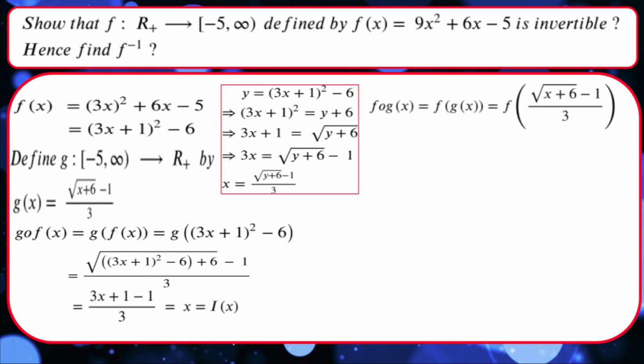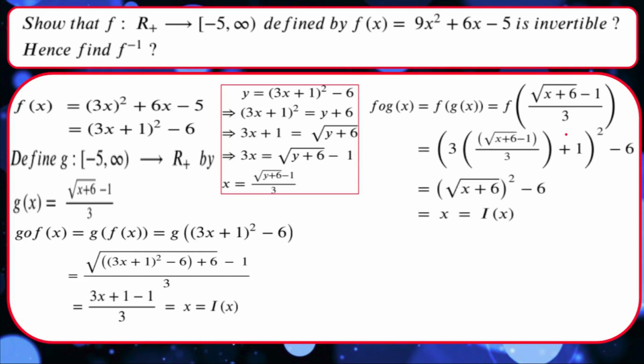Similarly, f composition g of x equal to f of g of x, and what is g of x? It is root of x plus 6 minus 1 by 3. That is equal to f of x, which is 3x plus 1 whole square minus 6. So we substitute there, simplify, and get x. That is equal to identity function of x. Here you may have understood why we changed f of x to this form. This expression is convenient for finding and operating the composition.